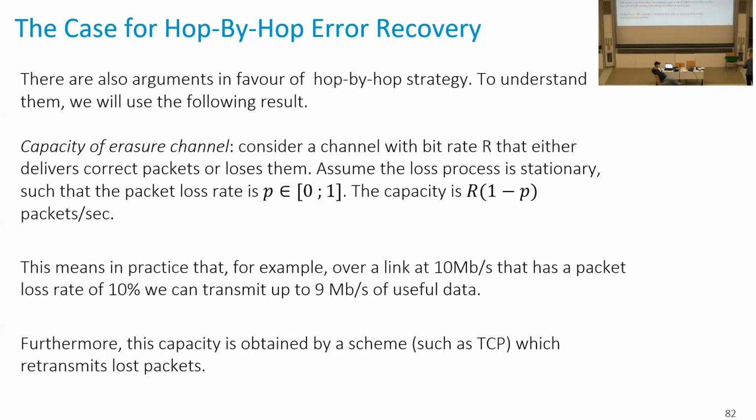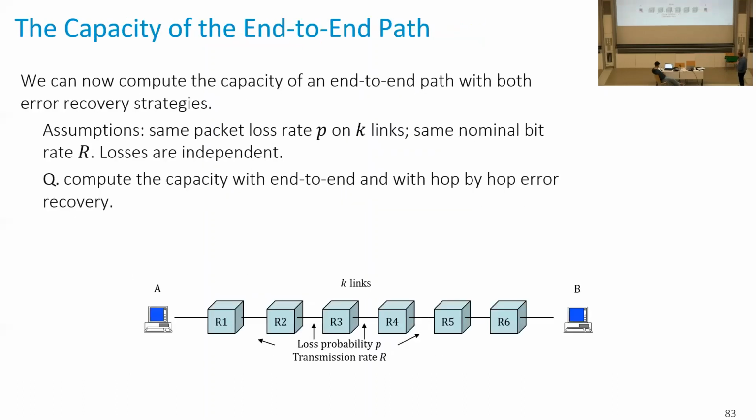In fact, the proof of this result is using something like TCP with an unbounded window. If you retransmit everything that is lost, over the long run, you will reach that capacity. So that's the first prerequisite.